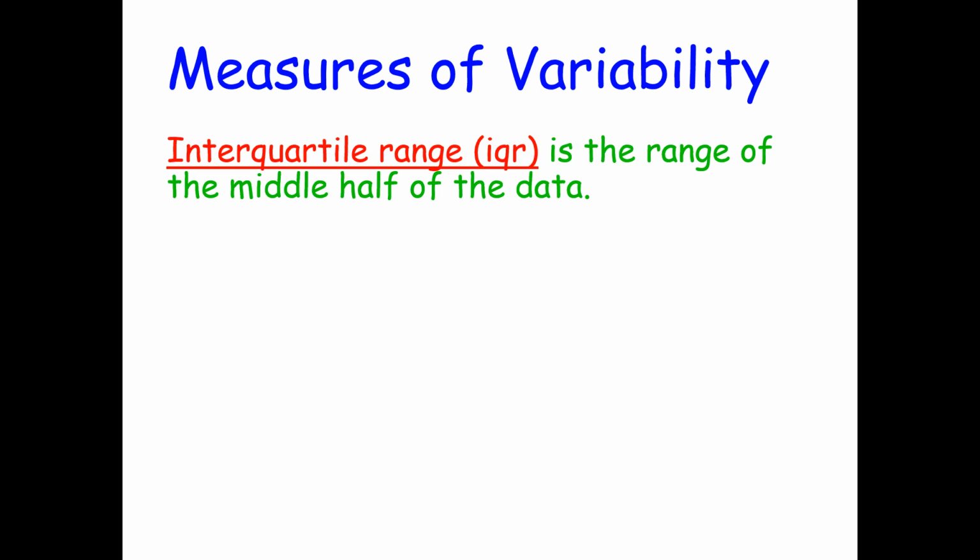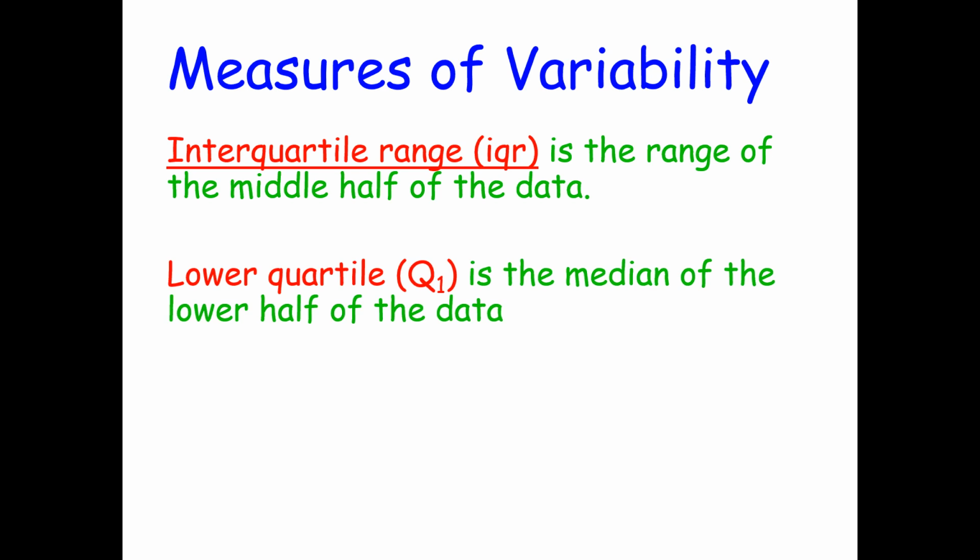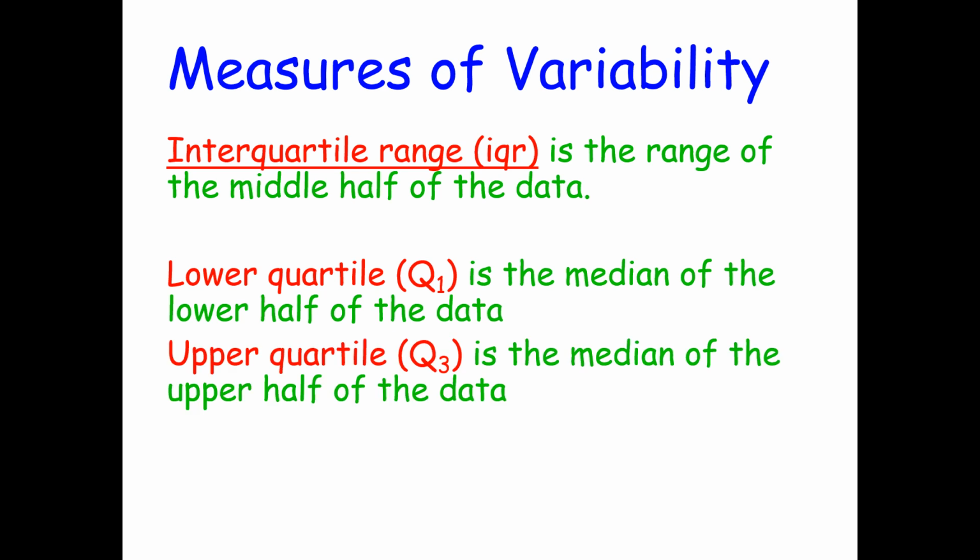Another measure of variability is what we call the interquartile range, or the IQR, and it is the range of the middle half of the data. To find it, you'll first need to be able to find your lower quartile, which is referred to as Q sub 1, and it is the median of the lower half of the data. You'll also need to know what the upper quartile, or our Q sub 3, is, which is the median of the upper half of the data. The IQR is found by subtracting the Q sub 3 minus our Q sub 1. So it's found by subtracting the upper quartile and the lower quartile.